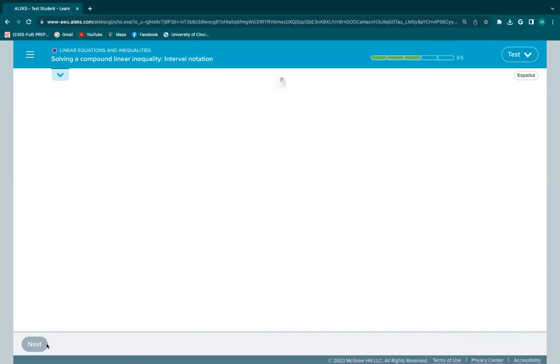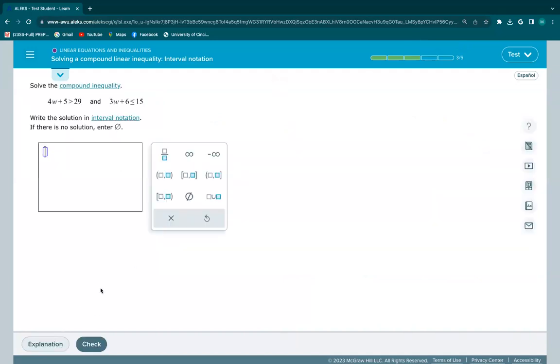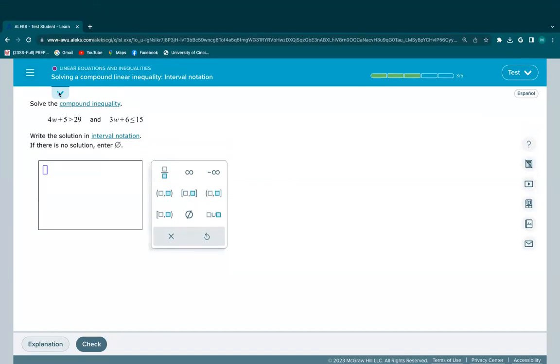All right, so let's look at it. All right, so we have an and. This means that we need it to be both. Oh, wrong one. And means both, and we need overlap.